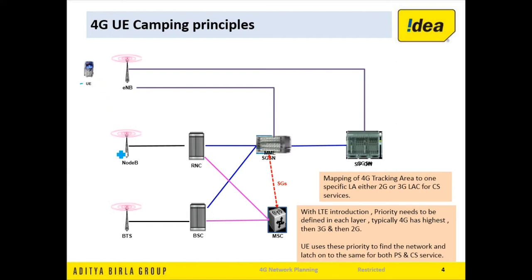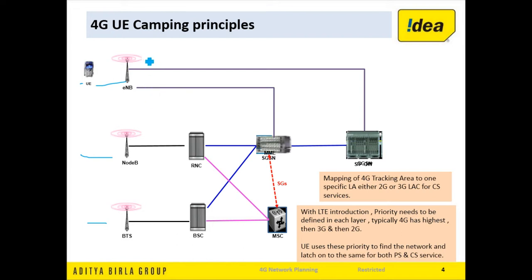Before we go into the powering up scenario, there was this 2G layer, 3G layer, and now there is a 4G layer. From a UE point of view, it now needs to choose where it should latch onto. There are 3 layers now, and in some networks there are more layers, FDD, TDD and others. So a priority needs to be defined.